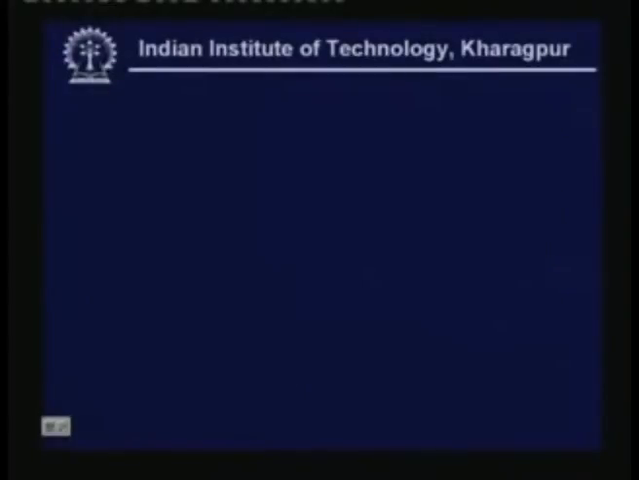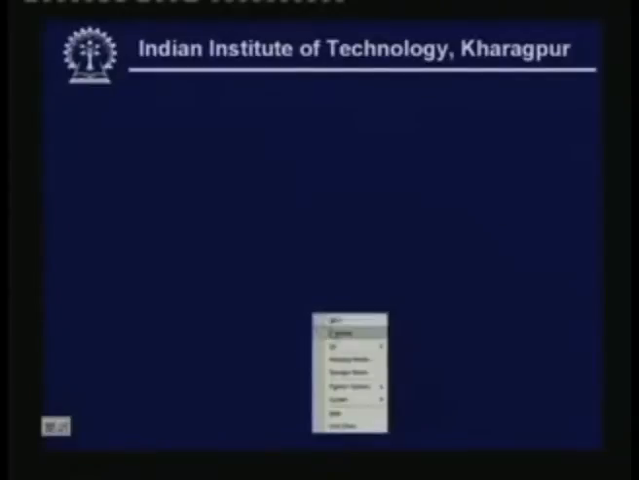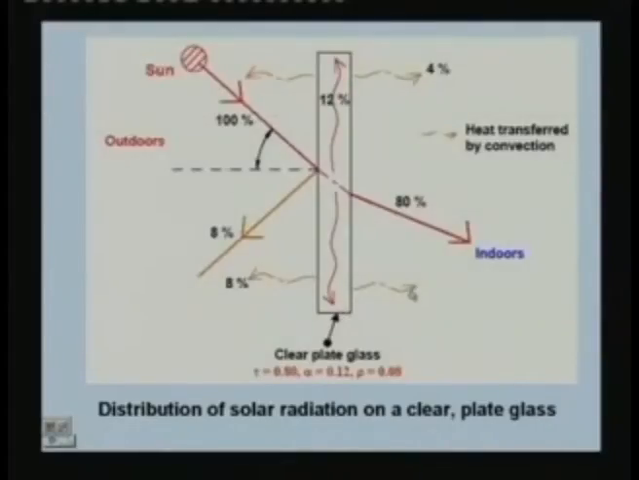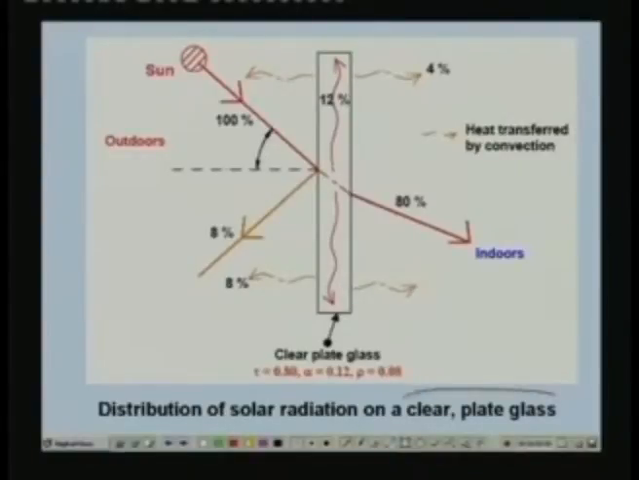First let us look at a reference surface and see what happens to the radiation. This is a distribution of solar radiation on a clear plate glass. Clear plate glass has these optical properties. It has a transmittivity of 0.8, an absorptivity of 0.12, and a reflectivity of 0.08. So these are the values for solar radiation.